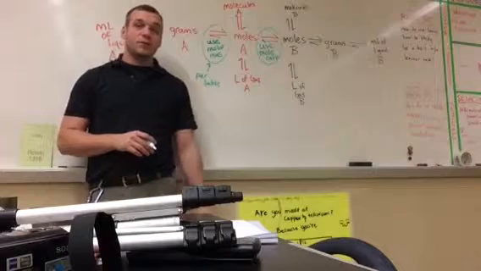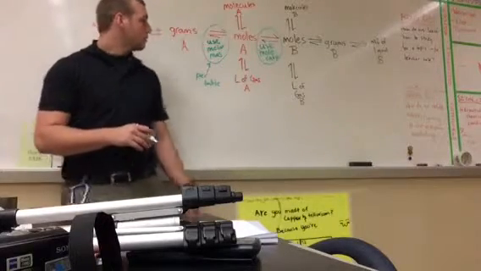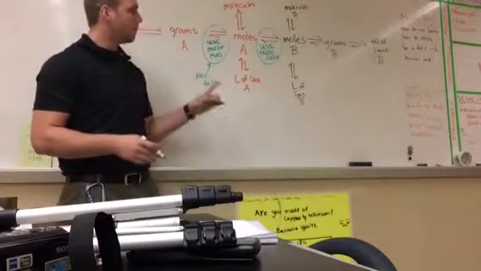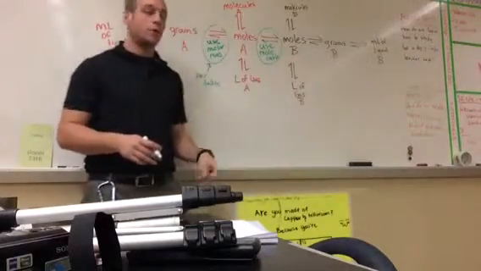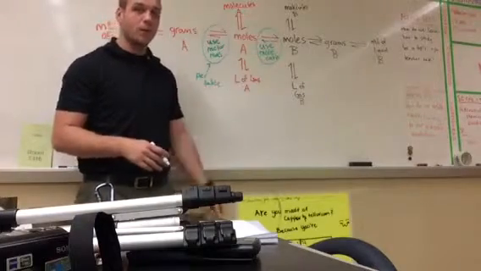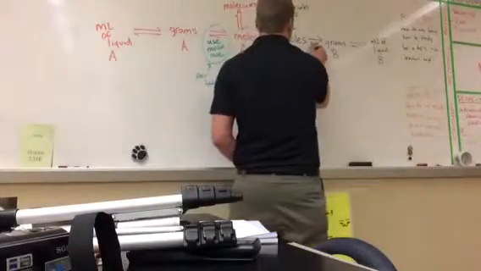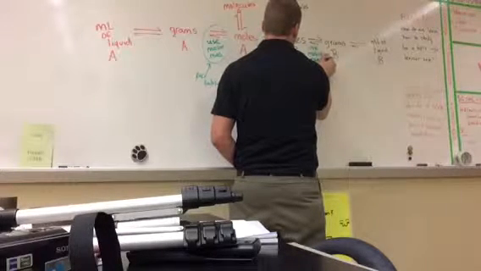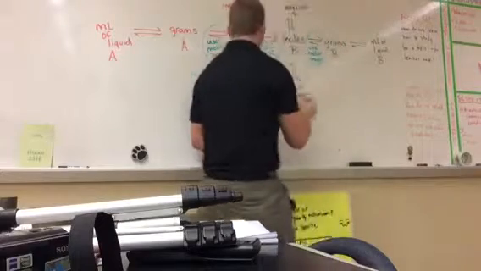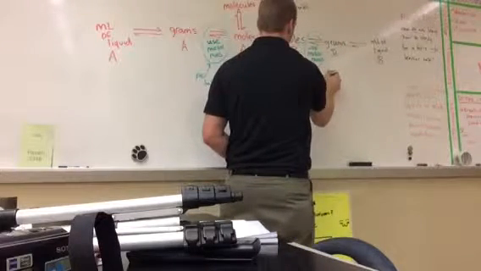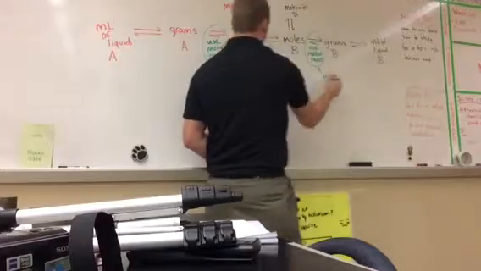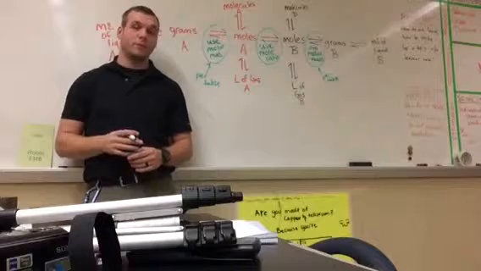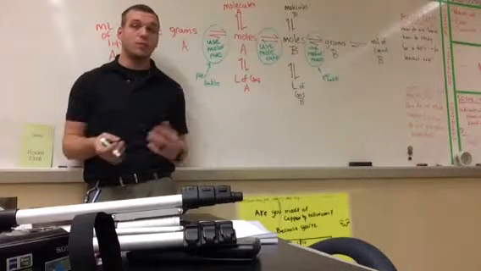Okay, moles of B to grams of B, same thing. You use the molar mass. Okay, this time the only difference is we're using the molar mass of B and not the molar mass of A. Okay? So same thing, use molar mass. And that is the periodic table. Okay? So all that should seem familiar to you. I'm going to show you a couple others.